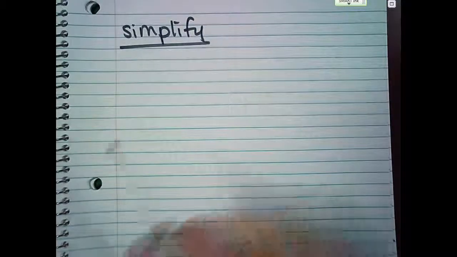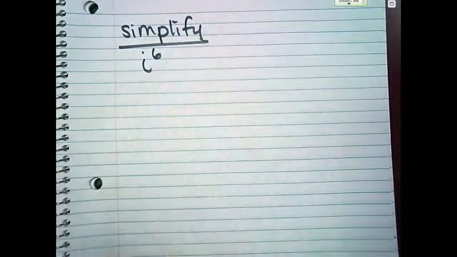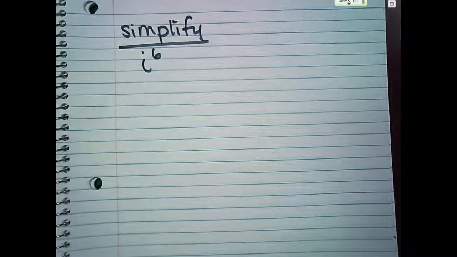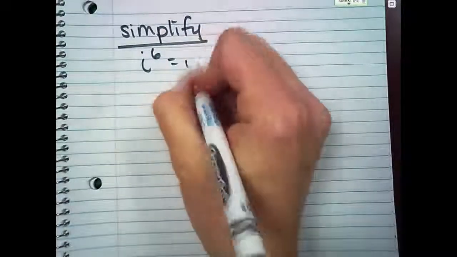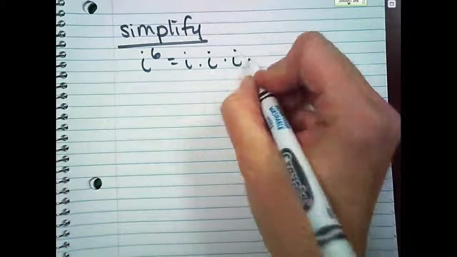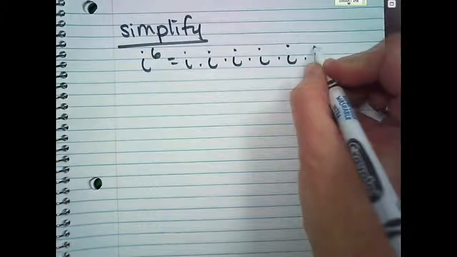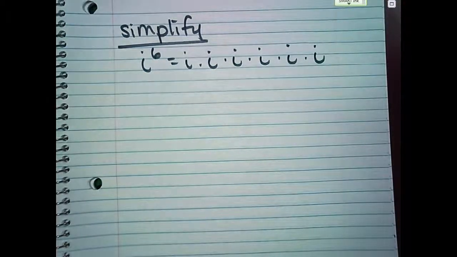I'm going to ask you to tell me the value of i to the 6th power. First of all, how many i's is that? 6 i's, okay. 1, 2, 3, write them all out for me. 4, 5, 6. We're going to need to learn a shortcut because if I asked you what i to the 106th power is, I wouldn't want to write out 106 i's to find the answer.